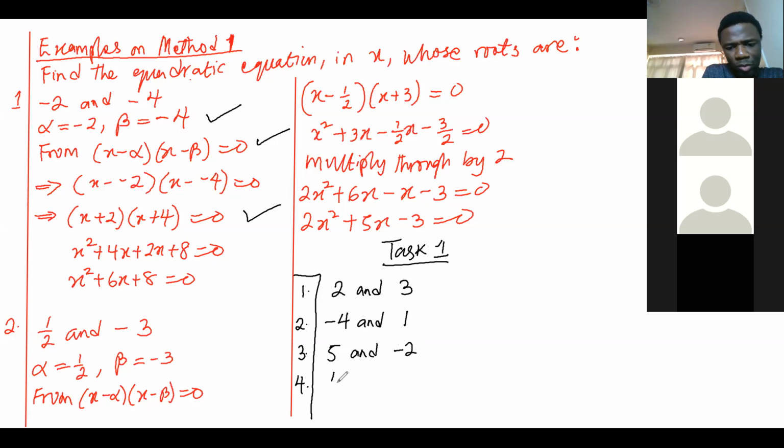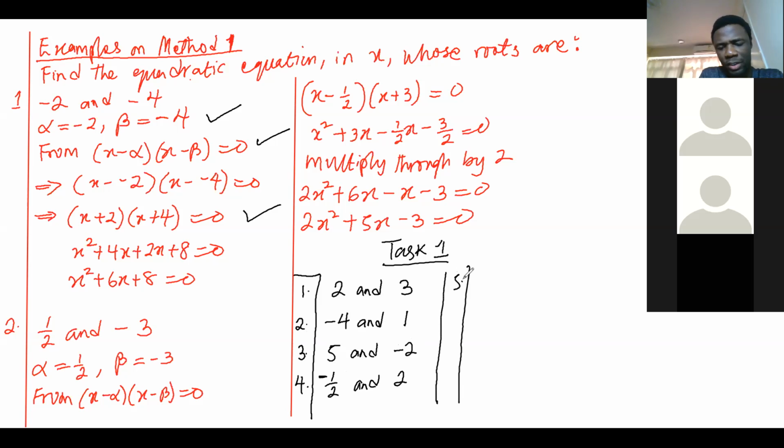Question 4, 1/2 and 2, or let's say -1/2 because we already had 1/2. And finally, question 5, 3/2, so -3/2 and 2/3. So let's solve this 5. I'll make a post for submission on Edmodo.